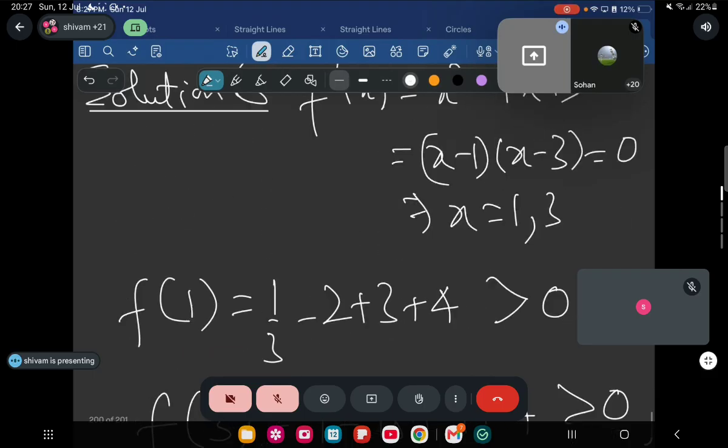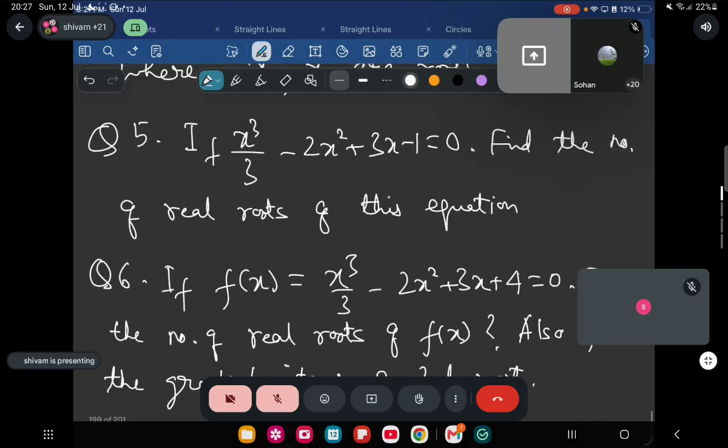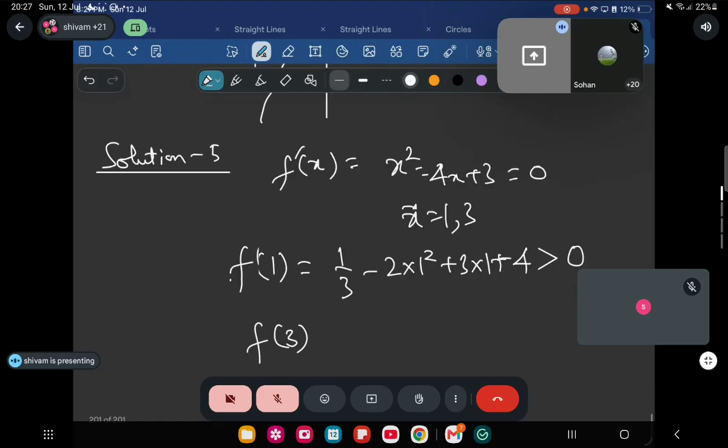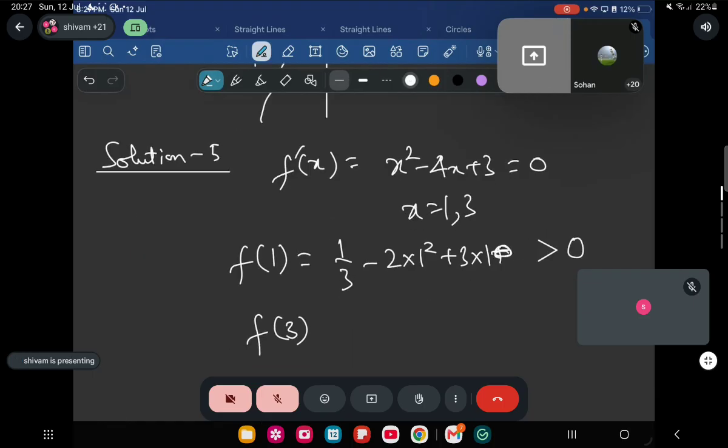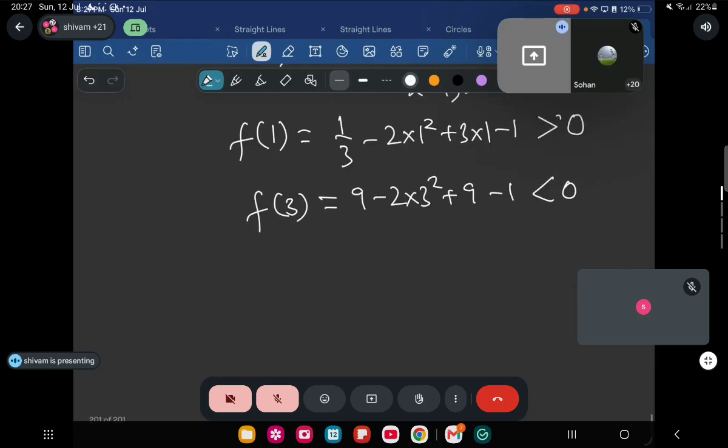Wait, let me see. Minus 1, right? Plus 3 into minus 1. So is this positive or negative? Positive, right? f of 3 is equal to 3 cube by 3, that is 9 minus 2 into 3 square plus 9 minus 1, which is less than 0, right? So hence there exist 3 real roots.